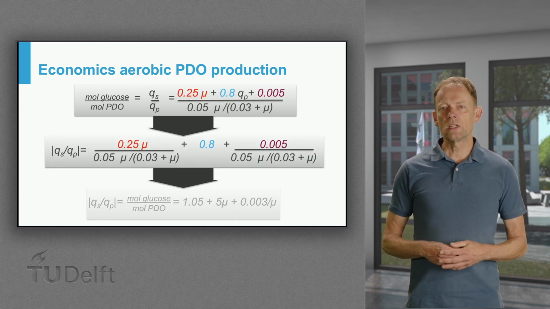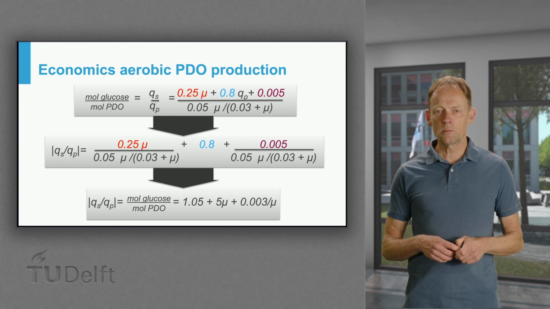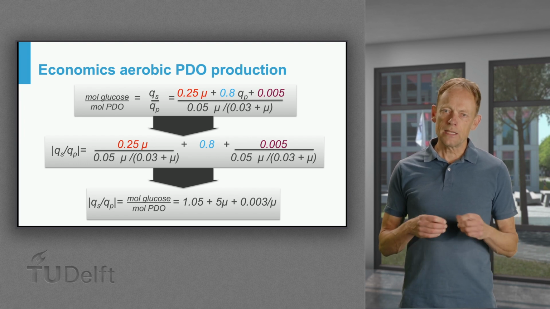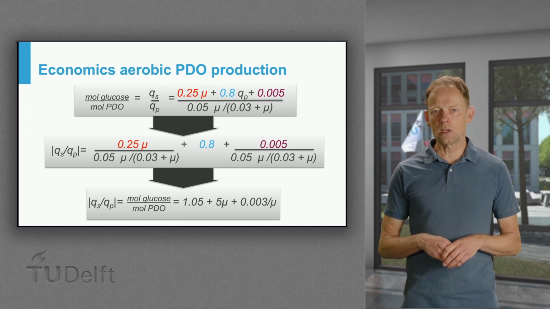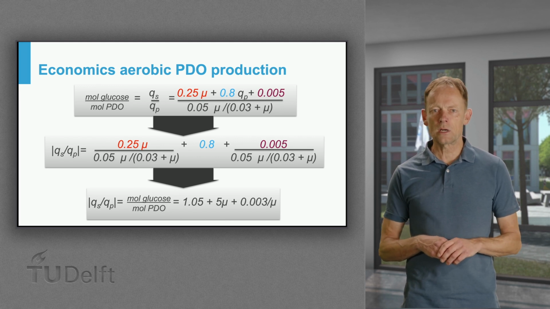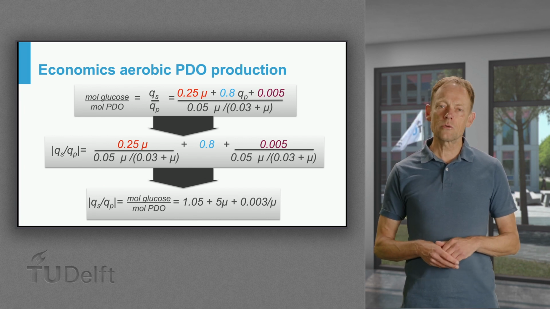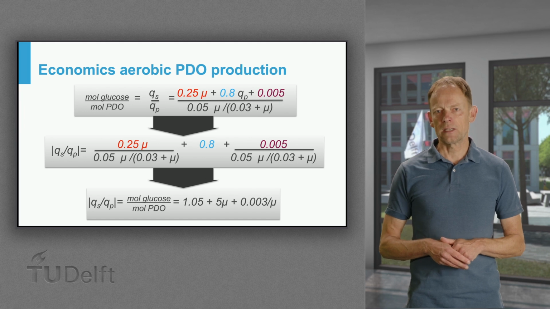Derivation of the following relationship for this ratio Qs over Qp is then 1.05 plus 5 times mu plus 0.003 divided by mu. Then the optimal conditions calculated by taking the derivative of this equation are at mu 0.00245 per hour, and at this mu about 25% of the glucose goes to growth, 62% to product and 17% to maintenance.